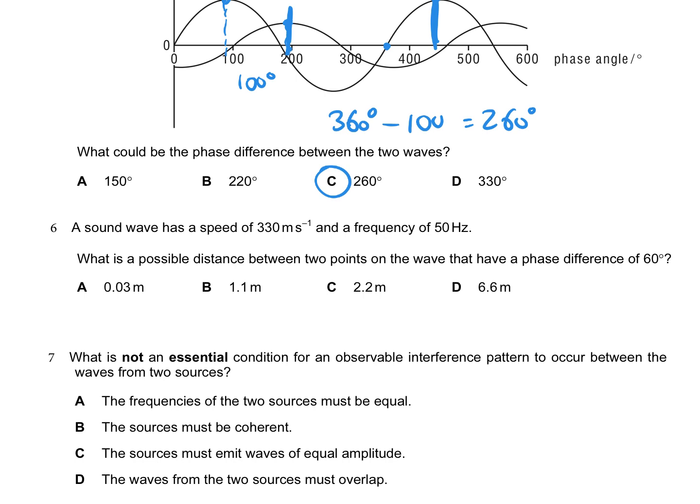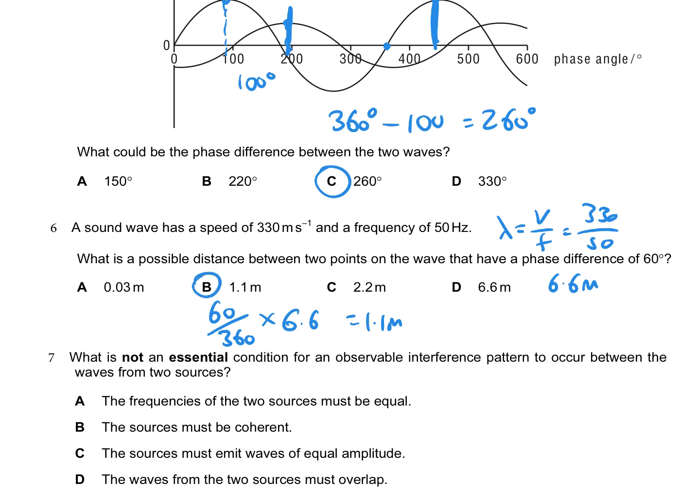A sound wave has a speed of 330 and a frequency of 50. So again, first thing we're going to do is find a wavelength, like we did previously, V over F, which is 330 over 50. So that gives me 6.6 meters. Now they're saying which 2 points are 60 degrees phase difference. Now remember 60 out of a total of 360 degrees for one complete oscillation. If we then times that by the wavelength, we can see what's the possible answer for this one, which gives us 1.1 meters. So there we are. So 1.1 meters corresponds, because the basic thing about it is a ratio.